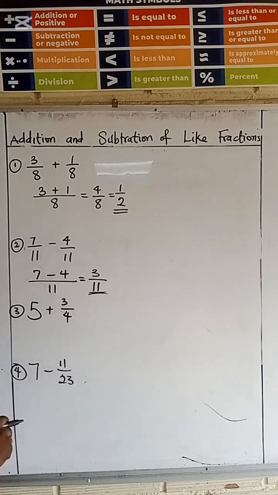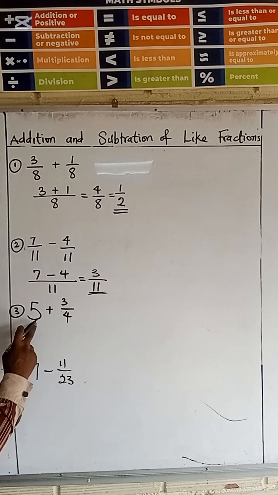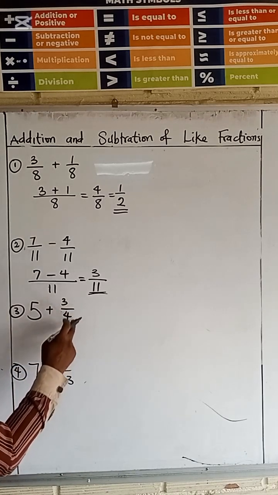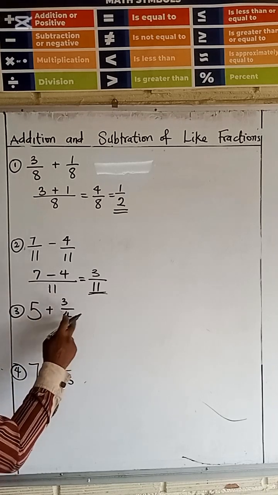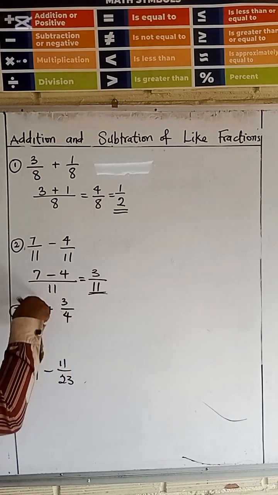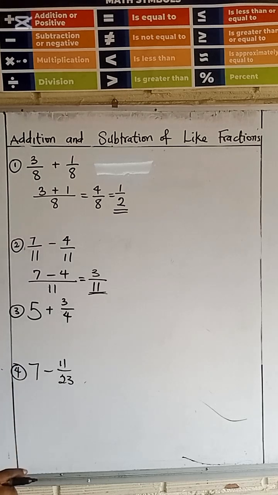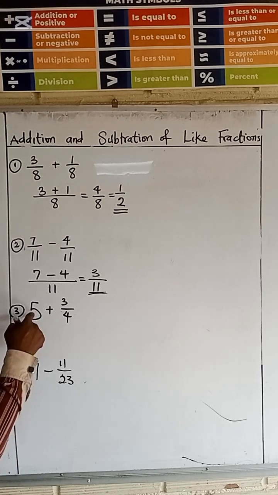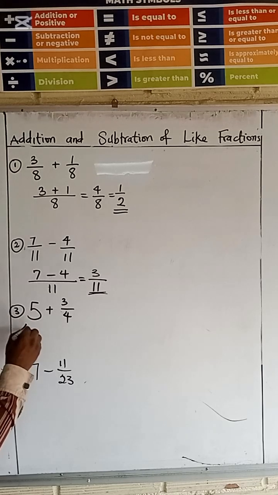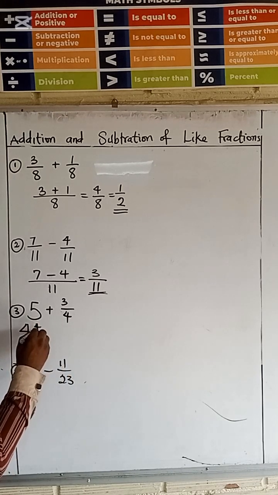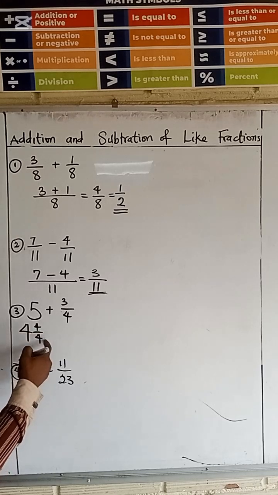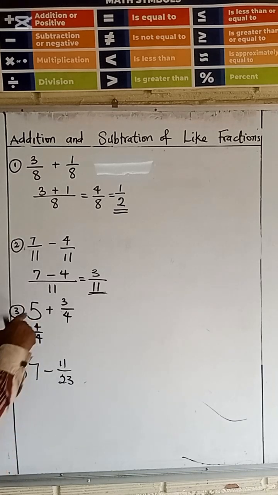Now, let us look at this one. 5 plus 3 over 4. The first thing we do is we try to make this 5 into a kind of fraction. To do it, we subtract 1 from this 5. It gives you 4. So the 1 you subtract, make it a fraction of 4. That is 4 over 4. 4 over 4 is 1. That is the 1 we have just subtracted from this 5.